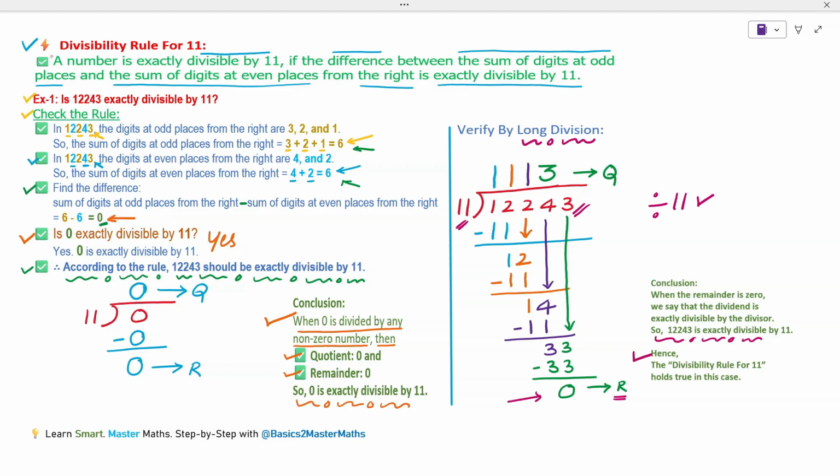Hence, the divisibility rule for 11 holds true in this case because the divisibility rule already confirmed that 12243 should be exactly divisible by 11. Got it?